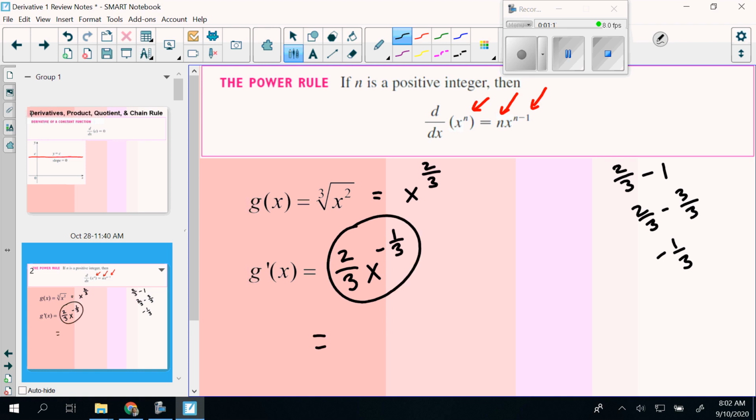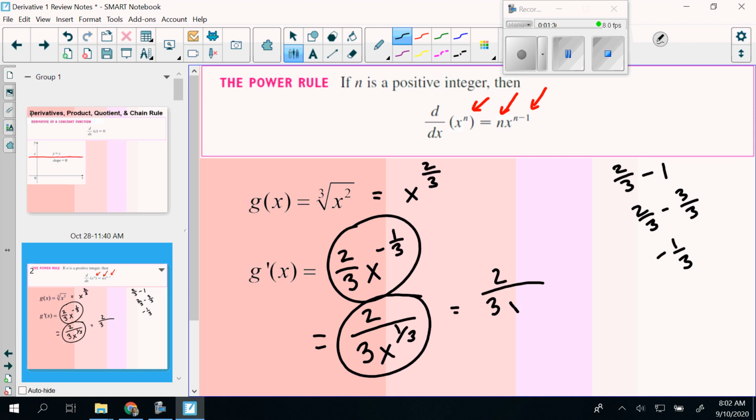Oftentimes on the AP test, though, they might not list it with a negative exponent. So if they drop that down to the denominator to make it positive, answer could look something like this. That would be correct as well. Also, if they move that back to the radical form, this is a third way that you may see the answer. So any of these three would be good solutions.